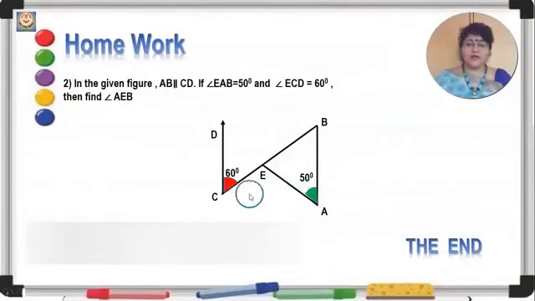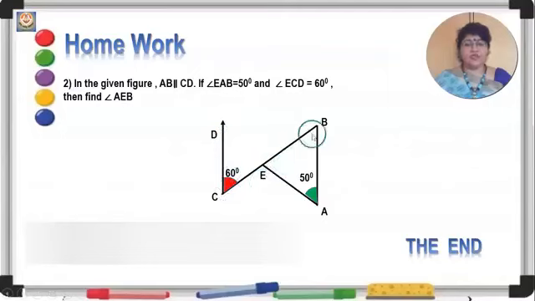Now in the given figure, AB is parallel to CD. They have mentioned that EAB is 50 degree and ECD is 60 degree. You have to find out AEB. That is, you have to find out this angle.